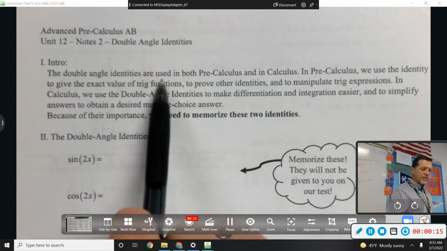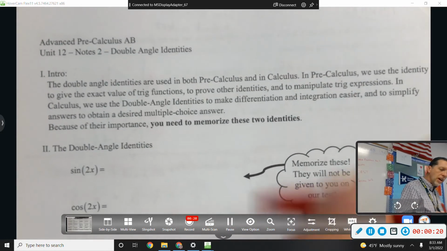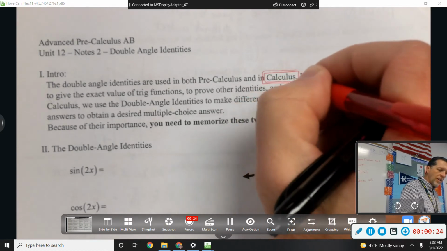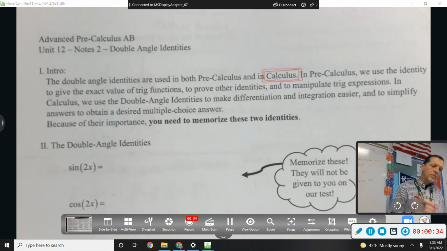The double angle identities are used in pre-cal and calculus. The others aren't used in calculus very much, but the doubles are. And since you need it in calculus, we want to make you memorize it here. Obviously, when we hit it in calculus, we'll mention it again. But if you memorize it this year, it'll be easier next year when you see it.